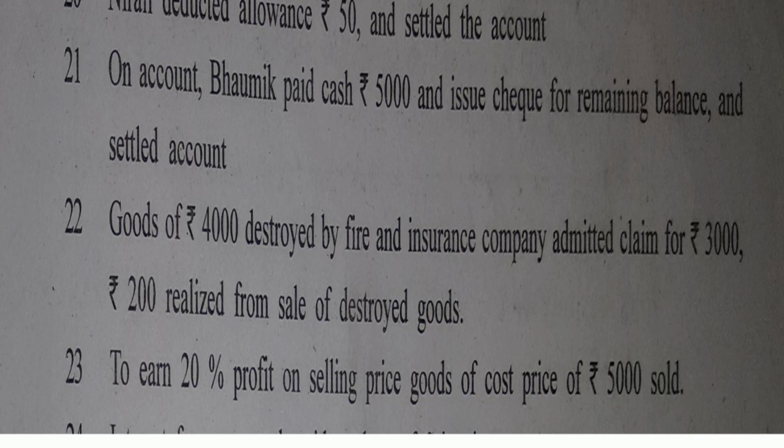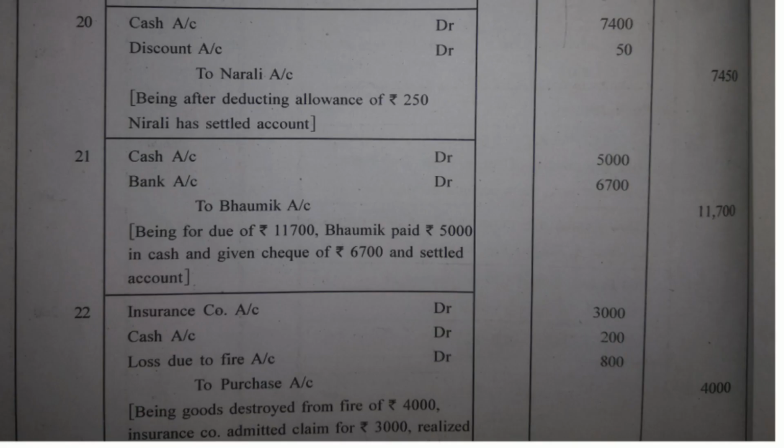So cash comes in. Cash account debit 5,000. Remaining he is giving check, so bank is the receiver. Bank account debit 6,700. Who is the giver? Bhowmik. To Bhowmik account 11,700.